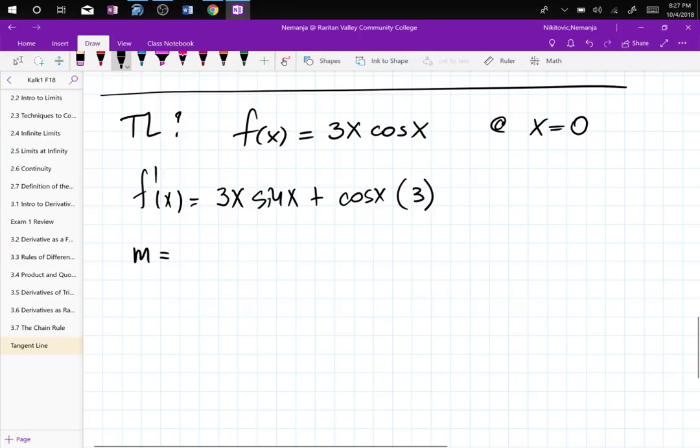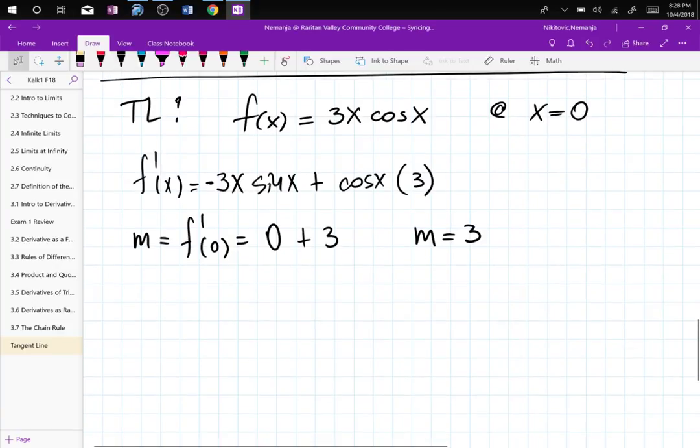Slope m is going to be the derivative computed at 0. What happened? Oh, it's negative over here, right? Yes, it's negative, but it's going to die when we put 0 in there, so plus 3. Would you expect the slope to be 3 after having this trig? So now we have that.